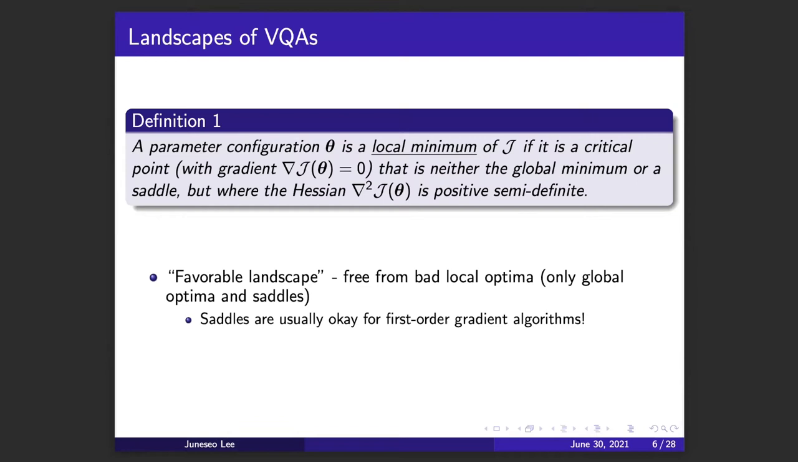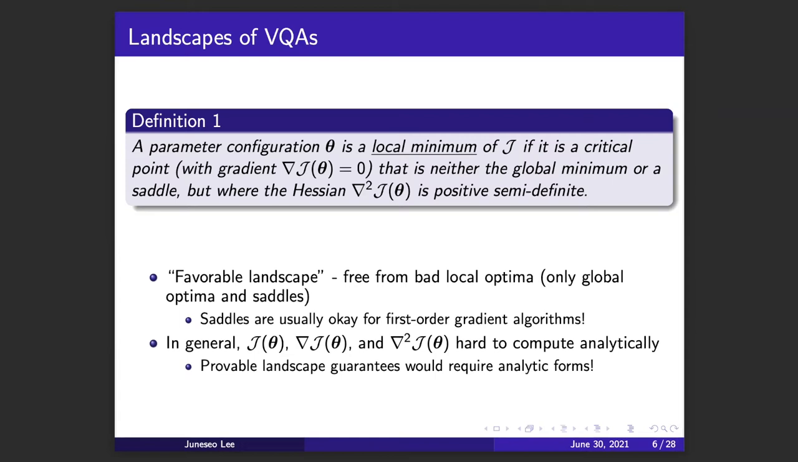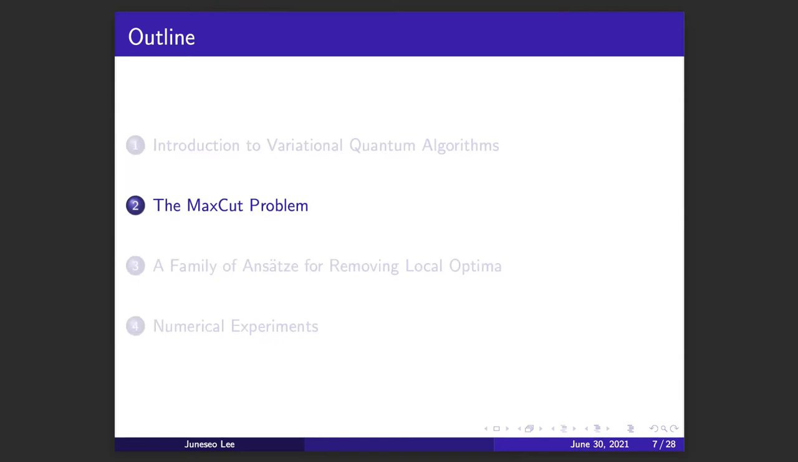Now, in general, since the cost function takes a pretty complicated form, it's hard to analytically compute the gradient and the Hessian elements that you would need in order to provably guarantee that there's no local optimum. And this is why we decided to specifically focus on solving the MaxCut problem, which I'll quickly introduce now again.